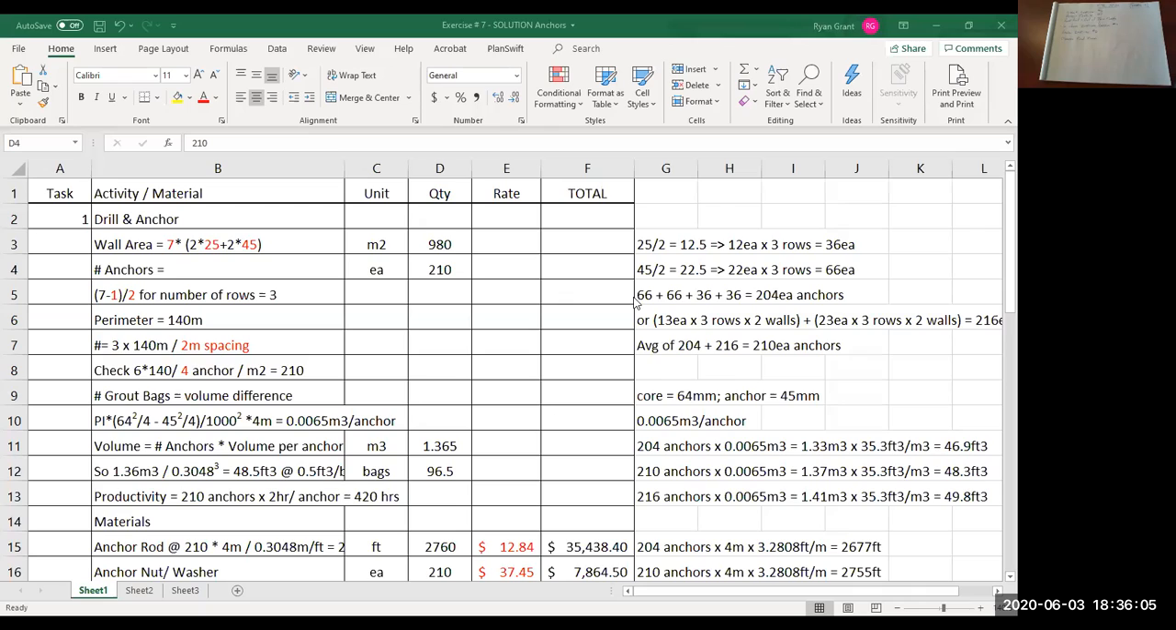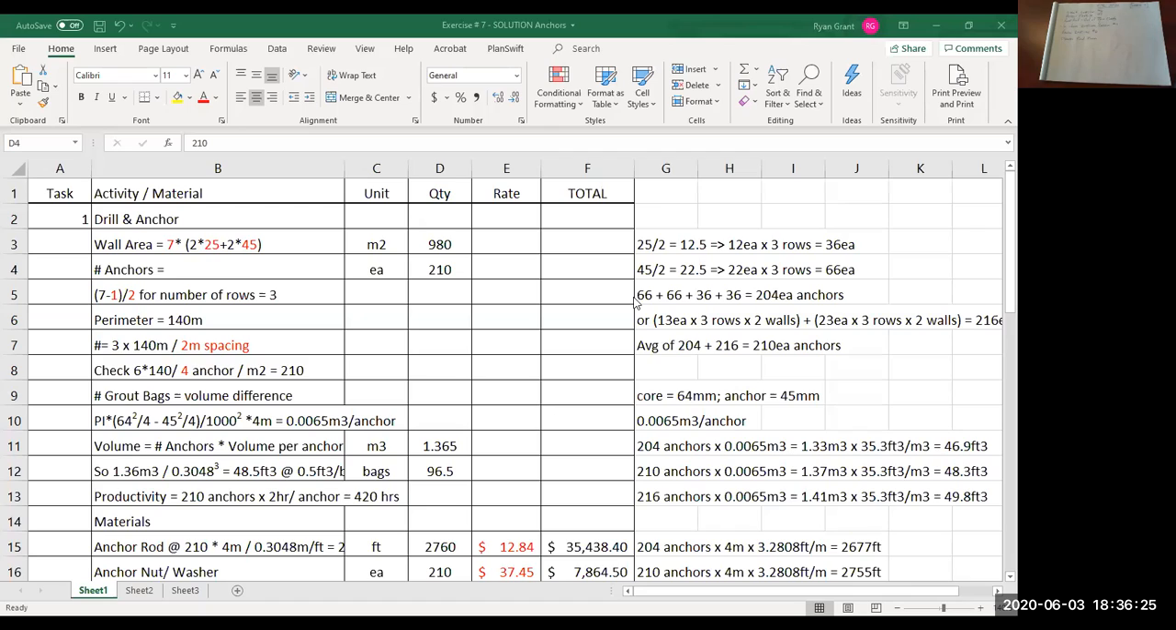So 2 different productivities for the different sub-items. And then you were to cost your estimate with the labor and equipment rates. Yeah, that's about it.